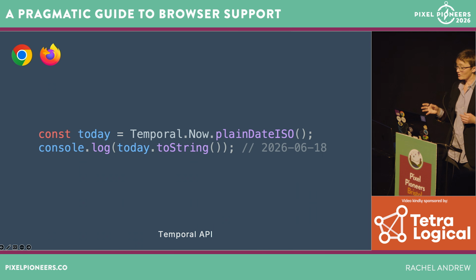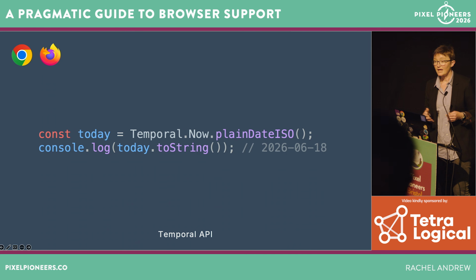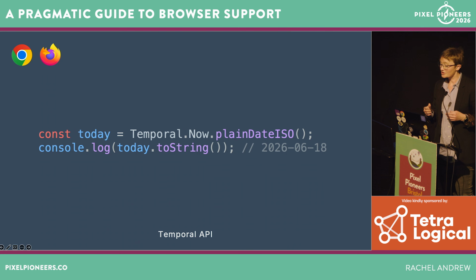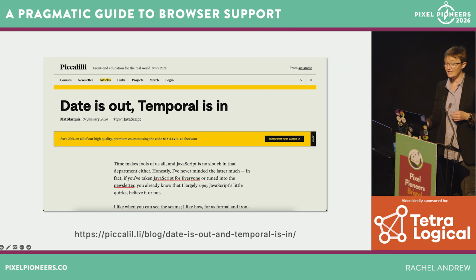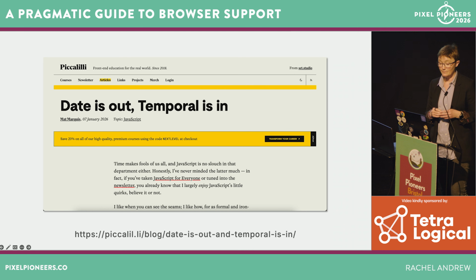Other things, we've got the Temporal API, which is in Chrome and Firefox now, but not in Safari. It makes working with dates so much better, and would be really great, I think, once that becomes newly available. There's a really nice article about Temporal on the Piccalilli blog if you want to find out why it's so much better than Date.